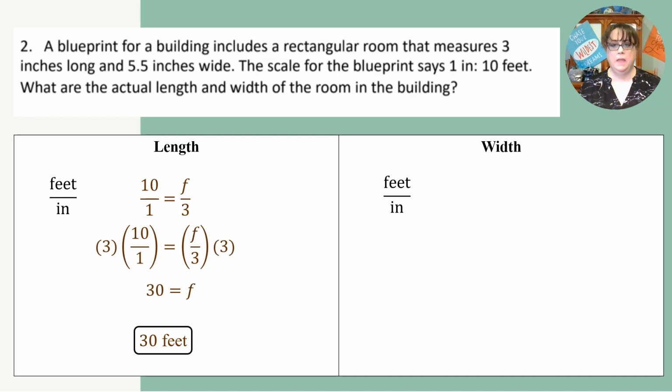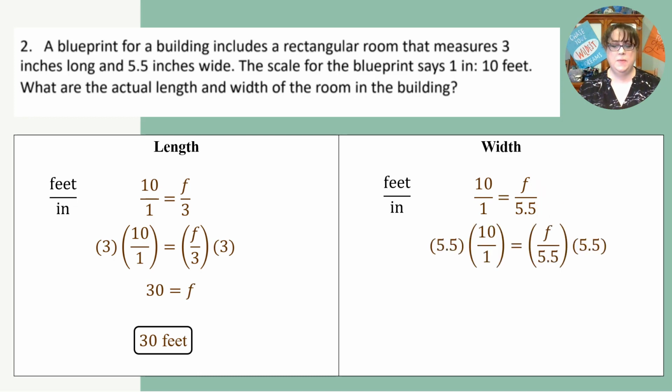So let's look at the width. Again, we have feet per inch. We know that for every 10 feet, we have 1 inch. We don't know how many feet, but we do know we have 5.5 inches. So we are going to multiply both sides by 5.5. So 5.5 times 10 ends up being 55, so 55 is equal to F. So we have 55 feet. Again, if you had just multiplied 5.5 times 10, you would have ended up with the same thing. But it's because of proportions that this has been working.